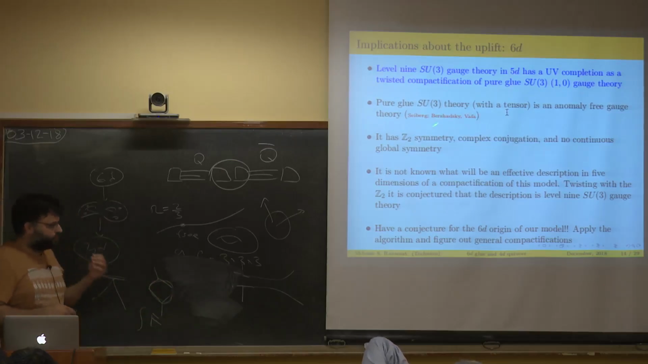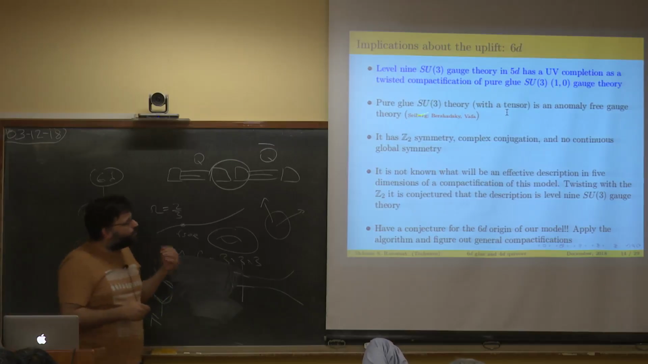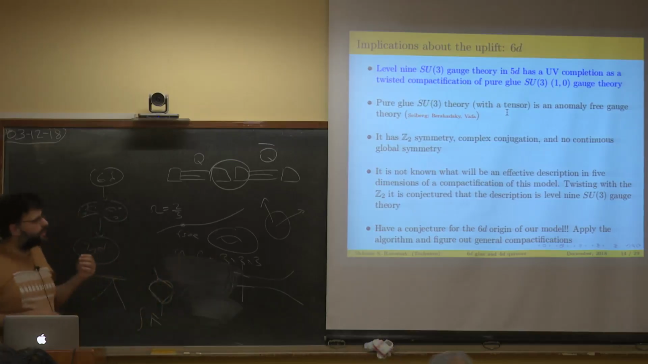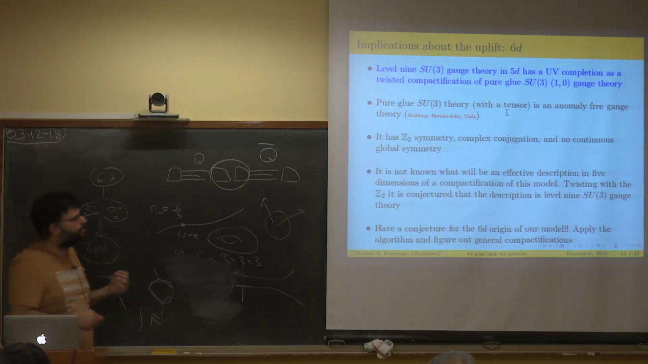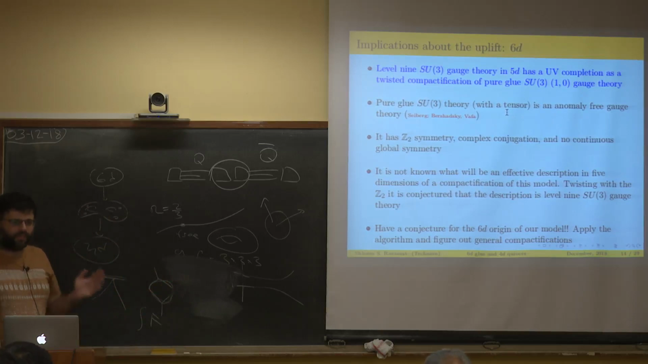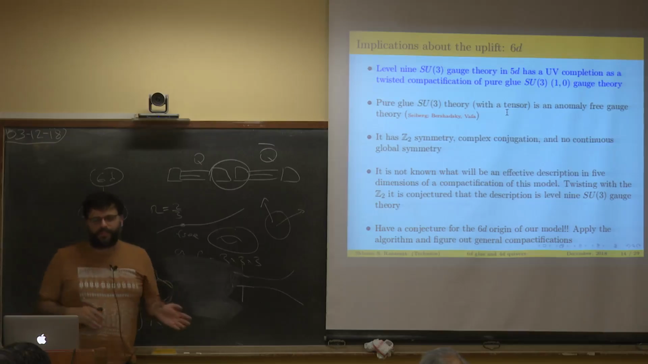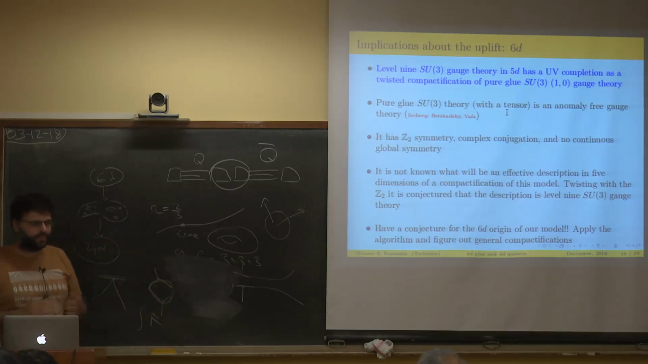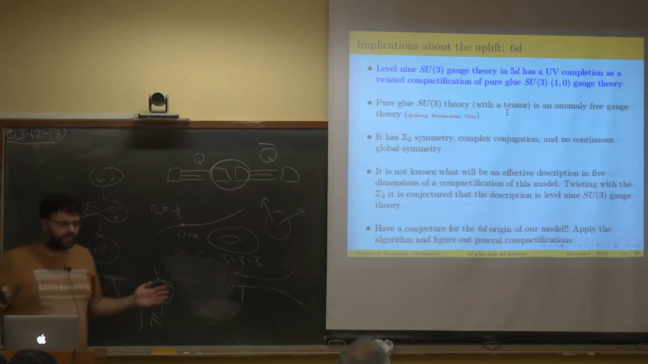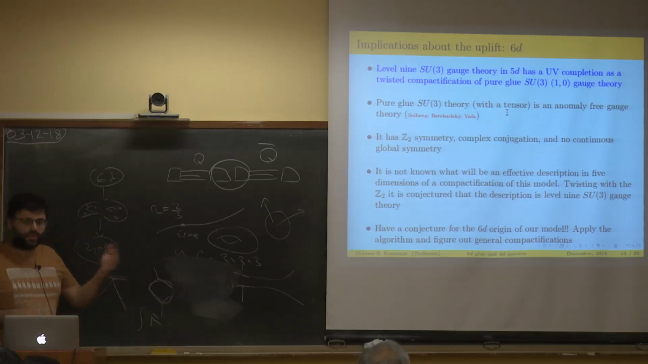There are very few pure glue theories that can actually be consistent because of anomaly considerations, and they were classified by Seiberg and by Bershadsky and Vafa a long time ago. Basically, you can have SU3, SO8, F4, E6, E7, and E8, and nothing else. For all the rest, you need matter to cancel anomalies. So these are the only candidates. And these theories don't have any continuous global symmetries. Okay, they are pure glue.